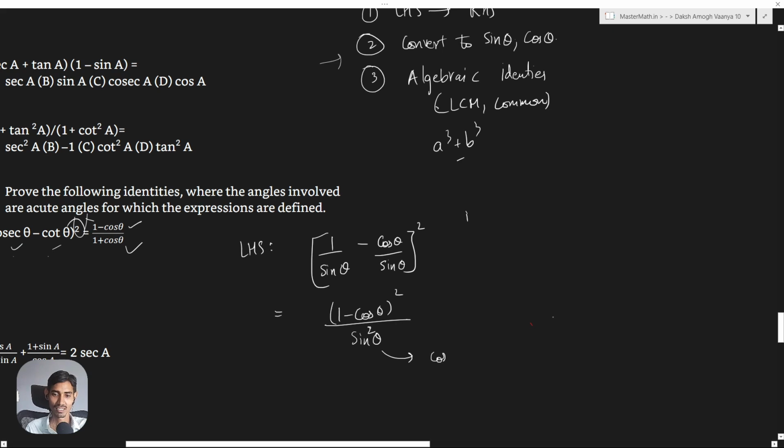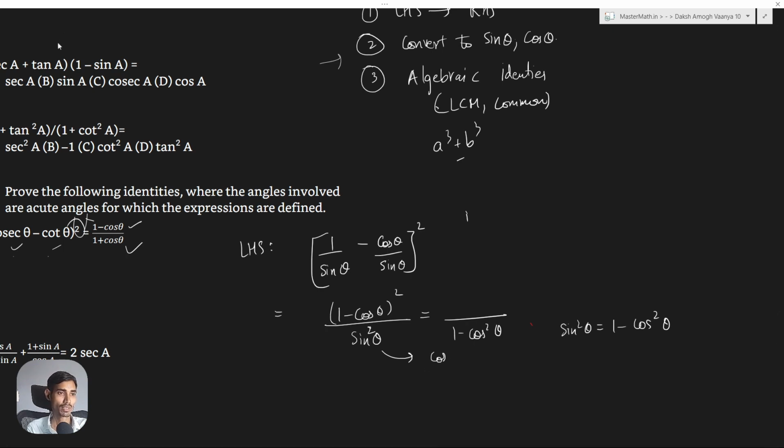Sine square theta can be written as cos square theta minus 1. Okay, that's wrong. 1 minus cos square theta. Okay, 1 minus. Zubair, is that okay? Yes, sir. And the numerator is the same, 1 minus cos theta whole square.